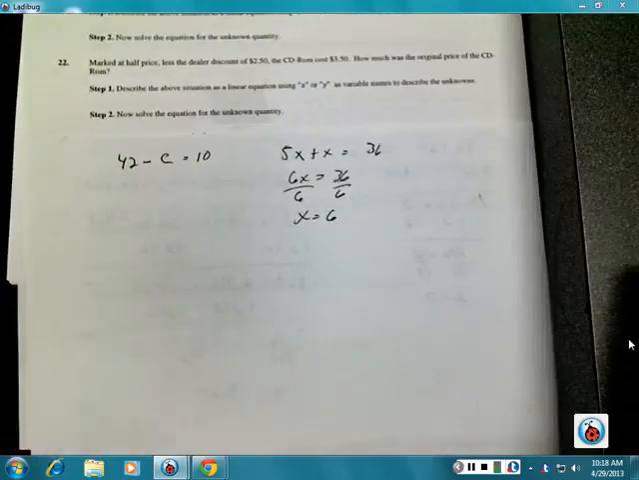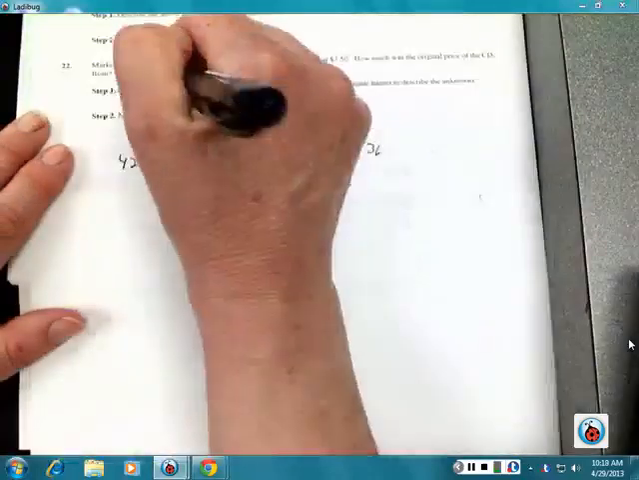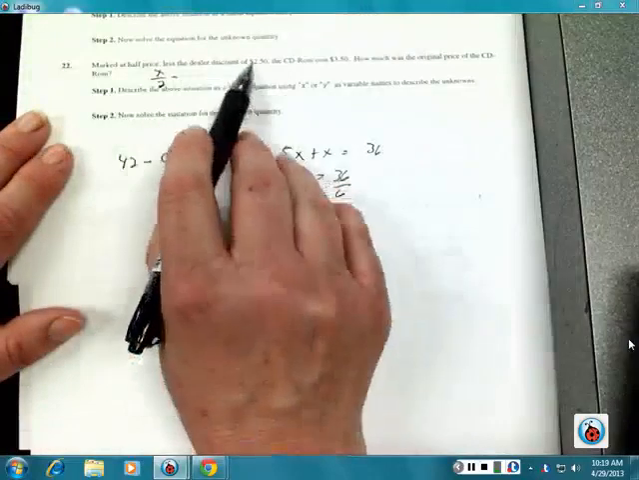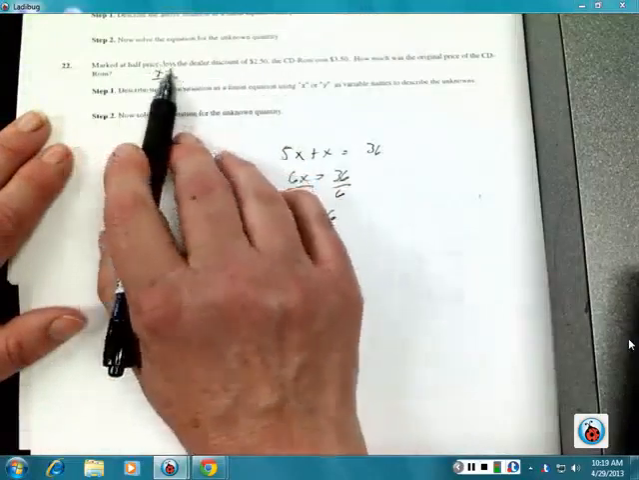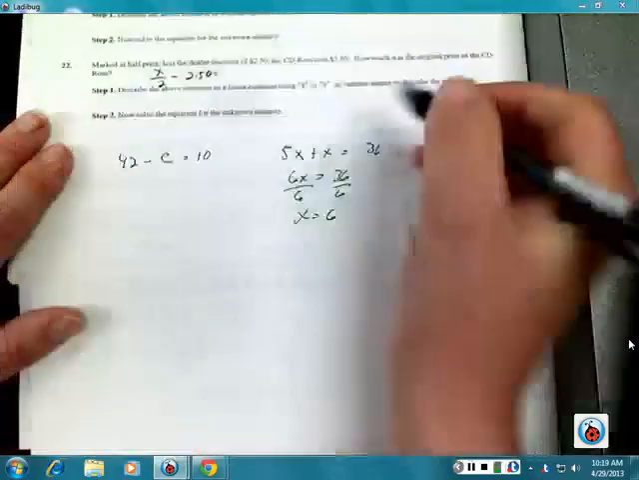22? I have it circled, but I can't remember why. Marked at half price, less the dealer's discount of $2.50, the CD-ROM cost $3.50. How much was the original price of the CD-ROM? X divided by 2 minus 2.50 equals 3.50. Marked at half price less, minus 2.50, and it equals 3.50.